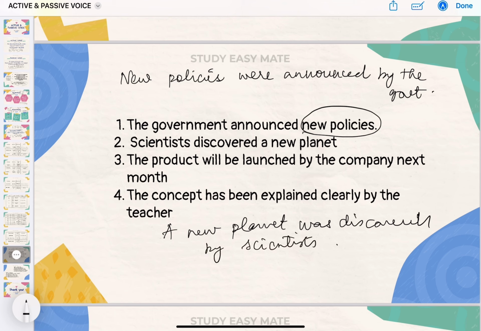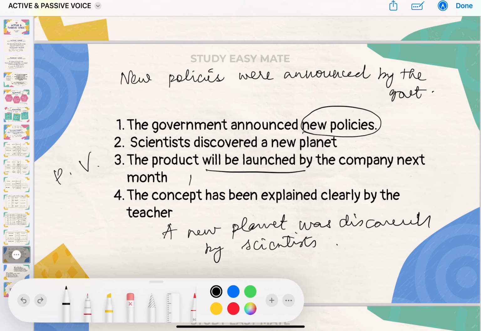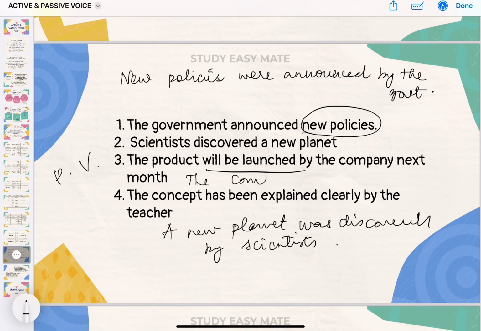For this one, the product will be launched by the company next month. So will be launched is in passive voice. How can you write it? The question is: the product will be launched by the company next month. So you can change it to: the company will launch the product next month.